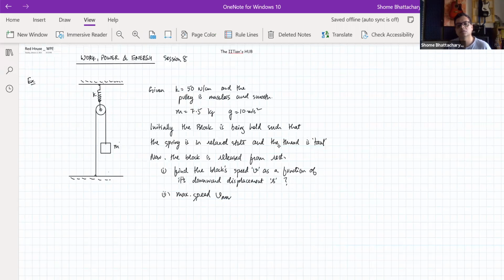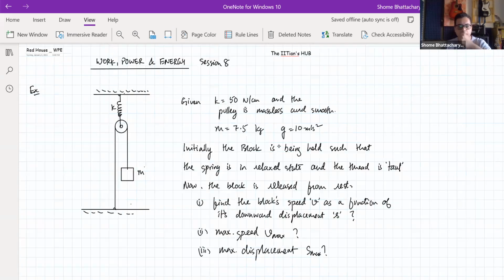the block achieves, and we'll find the maximum displacement that the block makes. Okay. So anyhow, just try this out, people. Let's start with this example and just try to see how you can set up the work energy equation here.